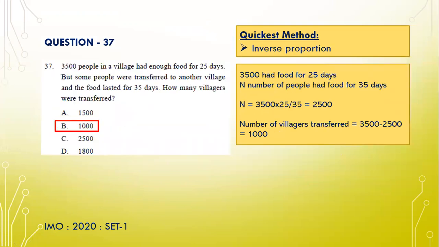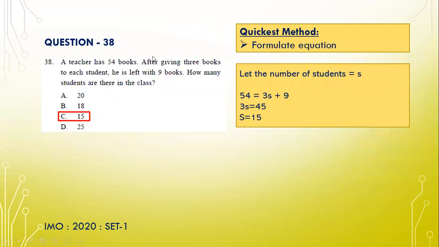3,500 people in a village had enough food for 25 days, but some people were transferred to another village and the food lasted for 35 days. How many villagers were transferred? Because food lasted more, isn't it? So this is inverse proportion. When people are less, food will last more. So 3,500 had food for 25 days, and let's say n number of people had food for 35 days. So what is n? It is 3,500 into 25 upon 35, which is 2,500, is it? So the number of villagers transferred is 3,500 minus 2,500, which is 1,000. 1,000 villagers were transferred.